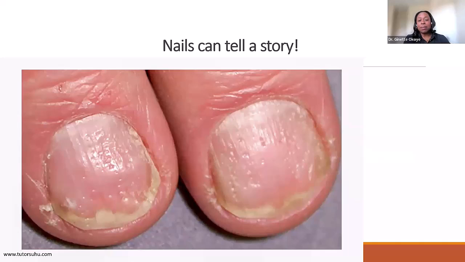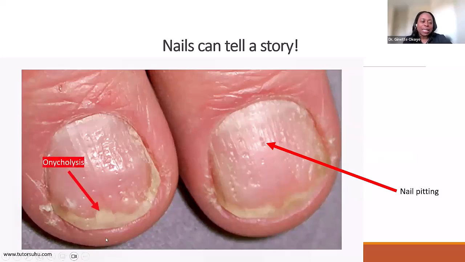Looking at this nail, I know exactly what this patient has. They have nail pits, multiple pits throughout the nail, and the pits are not arranged in any specific order. And they have this lifting up of the nail plate, the distal edge of the nail plate, this sort of separation of the nail plate from the nail bed, and that's called onycholysis. So onycholysis and nail pitting, this is nail psoriasis.